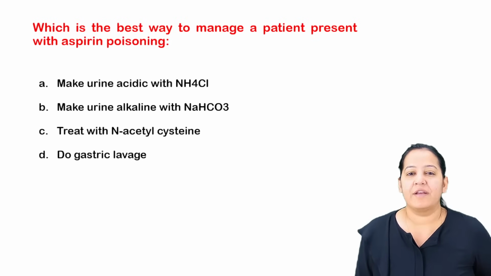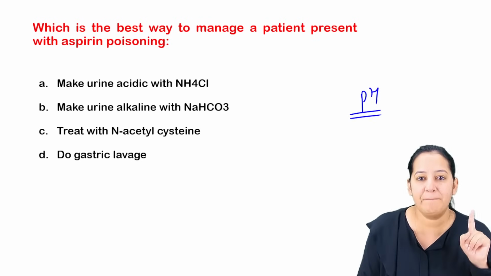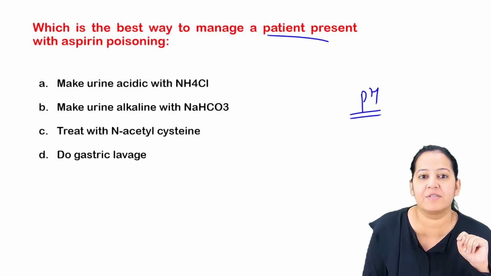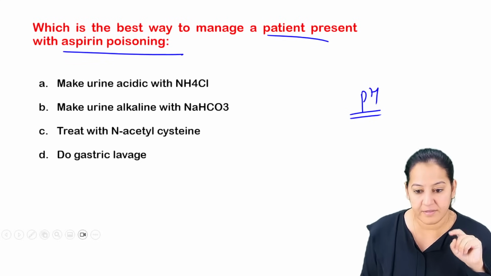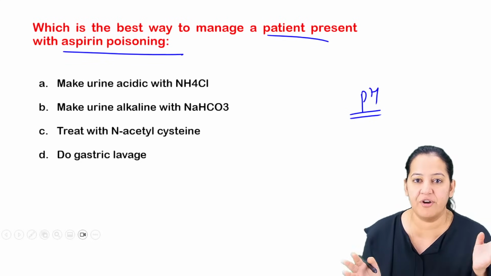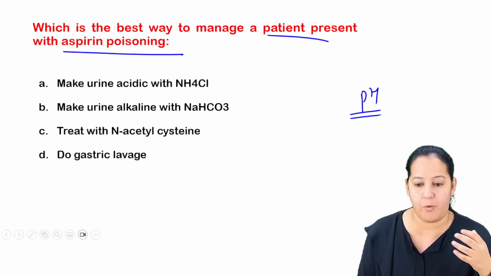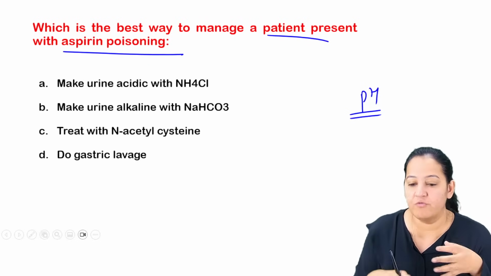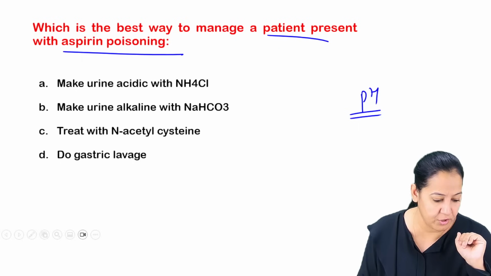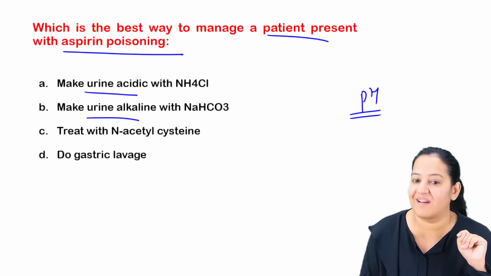So many times you get question on the pH of the drug. So we will understand this concept completely now. What is the best way to manage a patient present with aspirin poisoning? There is a patient. You are a doctor. Now there is a patient in your clinic. The patient has taken 100 tablets of aspirin together. 100 tablets. And the patient is having aspirin poisoning. The patient is dying in front of you. You want to save your patient. What you will do? Will you make the urine acidic or will you make the urine alkaline?